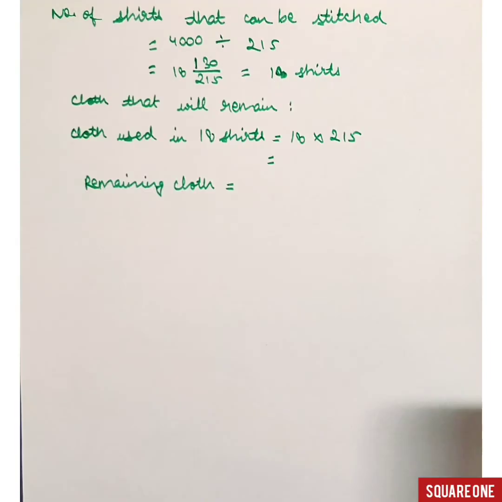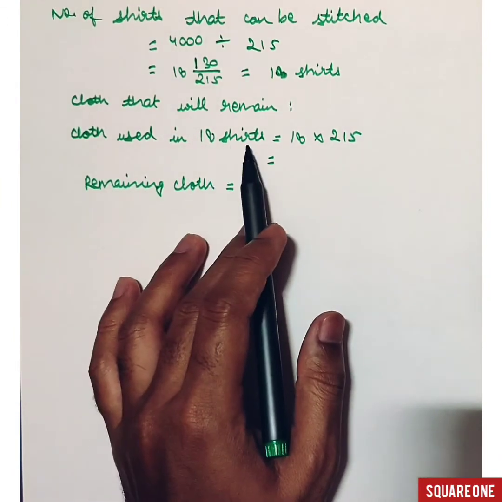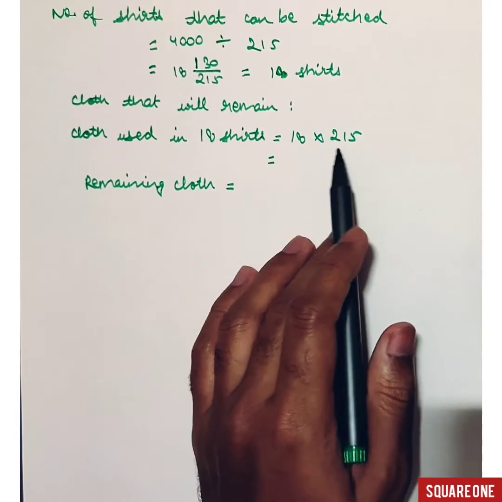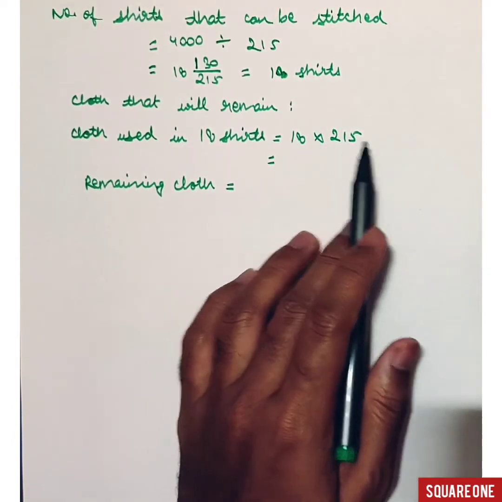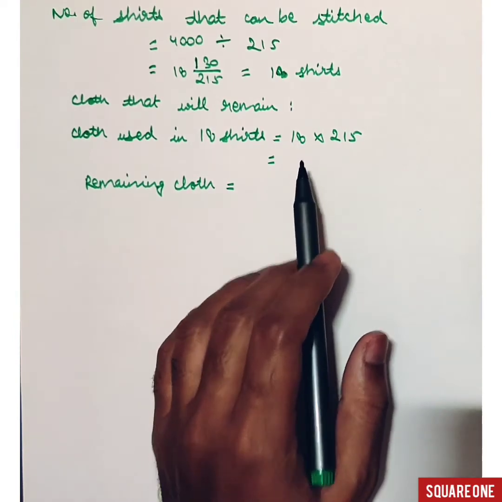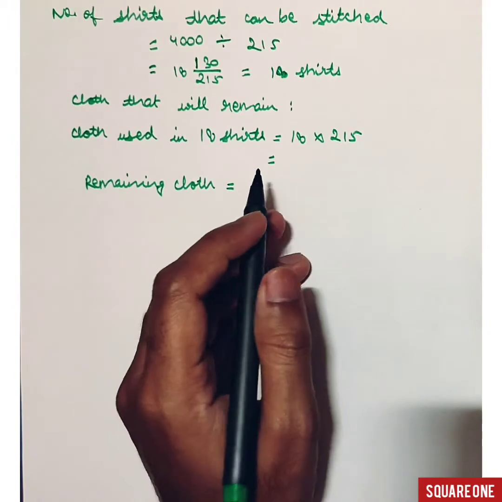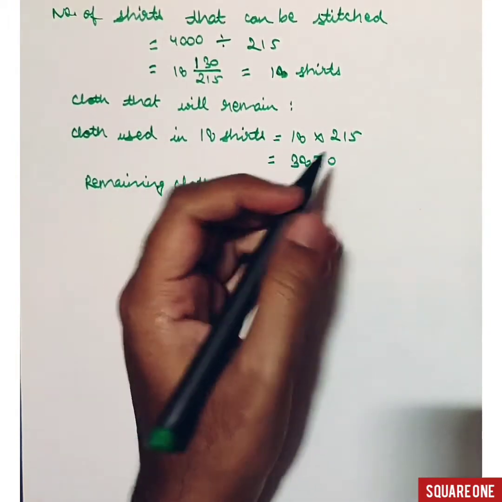To find out how much cloth will remain, we have to find out the cloth used in making 18 shirts, which will be 18 multiplied by 215. 215 centimeter of cloth is used in one shirt. That means to find out how much cloth is used in 18 shirts, we have to multiply 18 with 215, and the answer we get is 3870.